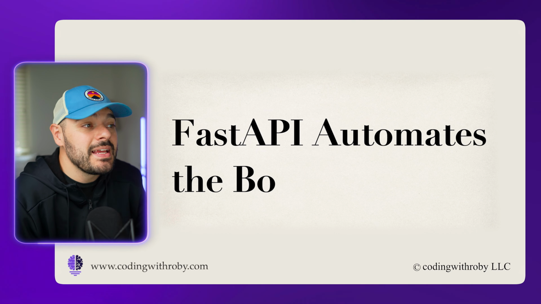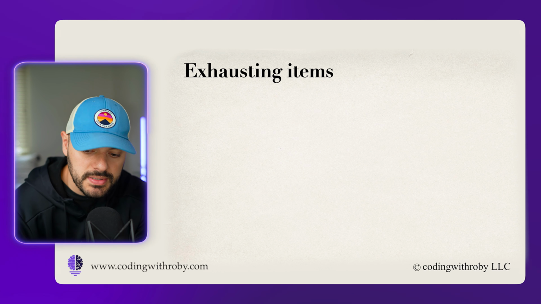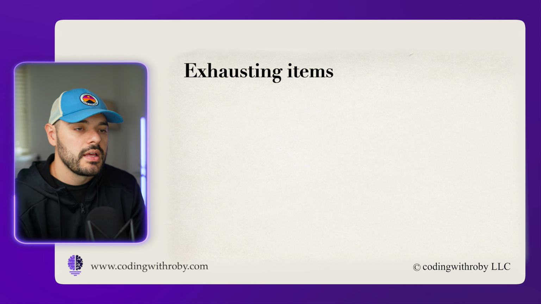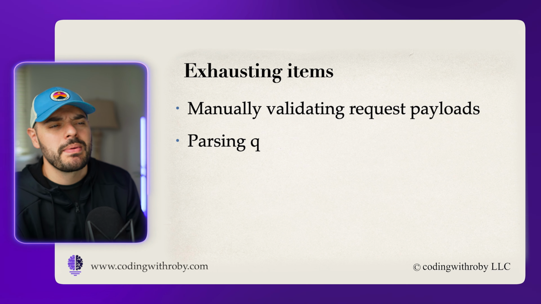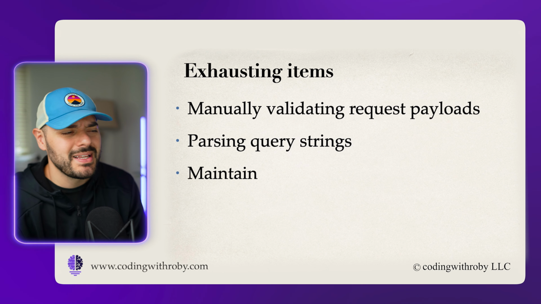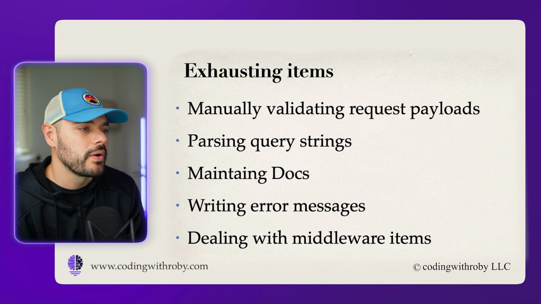And that's that FastAPI can automate the boring stuff. So let's talk about the exhausting items that developers run into all the time. An exhausting item is like manually validating request payloads, maybe parsing query strings, maintaining documentation, writing error messages, and dealing with the middleware stuff. All of this is known as glue work. It's the stuff that slows you down when you just want to build your application.